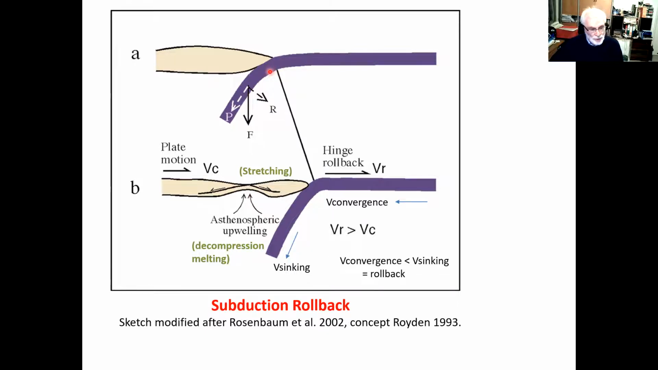But you can also imagine a situation where the velocity of convergence, movement across the ocean floor, is less than the velocity of sinking. So sinking is running faster here. So what inevitably happens is that the hinge tends to work its way backwards. So it's migrating from here back to here. And this is a concept that was introduced nearly 30 years ago, and it's called subduction rollback.